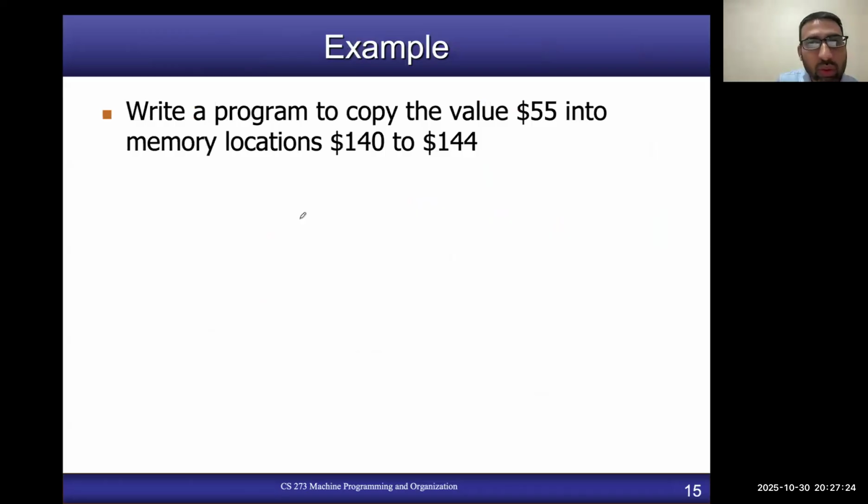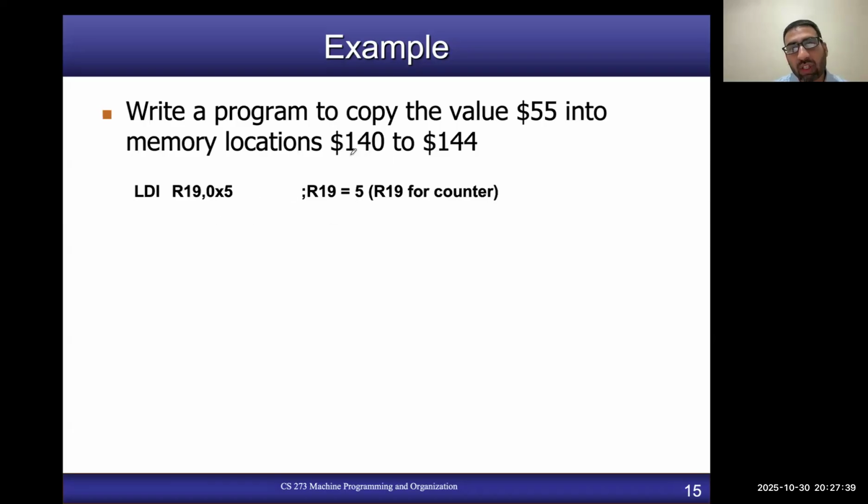Should we do this example? Okay, let's try doing this example. Write a program to copy the value of 55 into the memory locations 140 to 144. Because we need to write the value into five memory locations, like 140, 141, 142, 143, 144, we are going to run a loop.